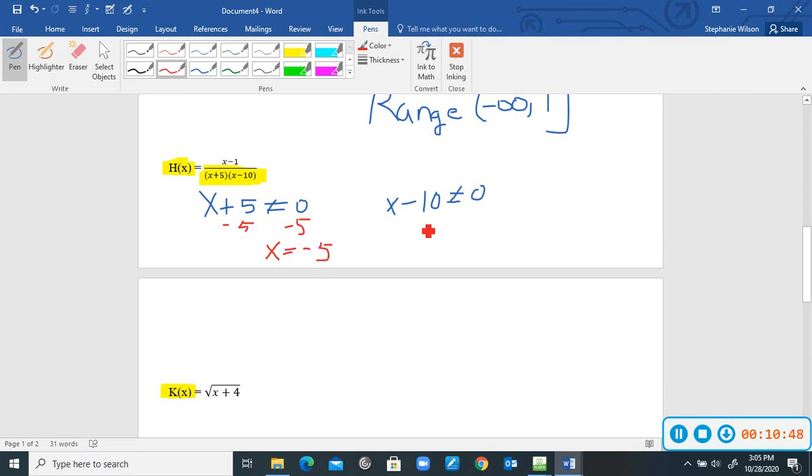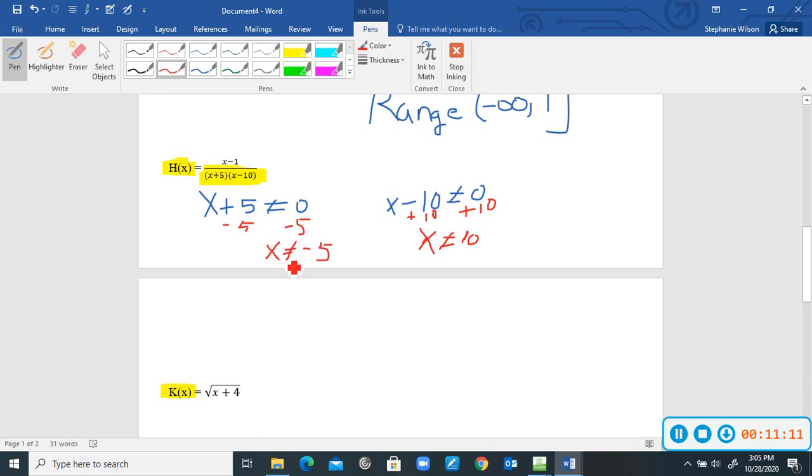Now let's come over here and look at this x minus 10, and let's add 10 to both sides. And x cannot equal 10, because if it does equal 10, then that means that we get a 0 in the denominator and it becomes undefined.